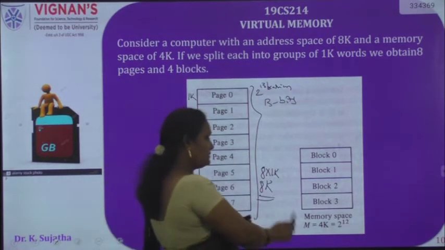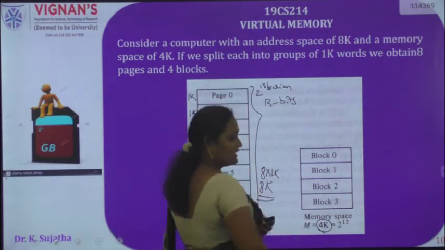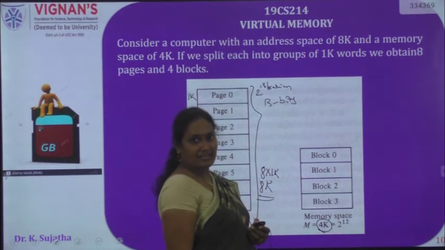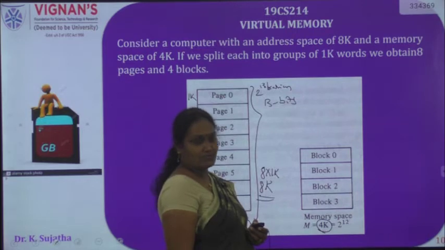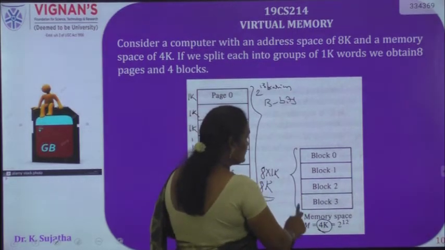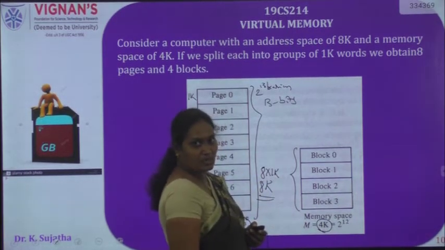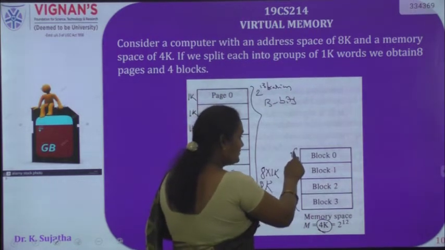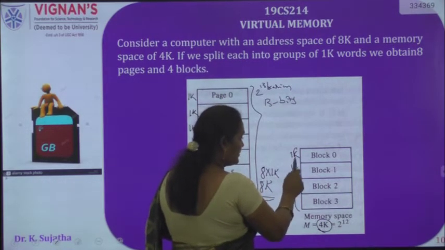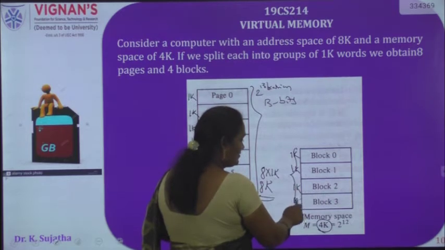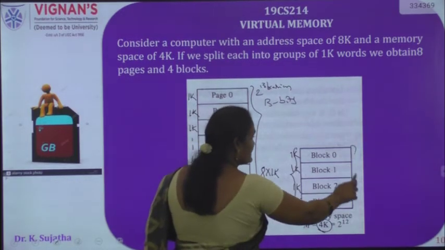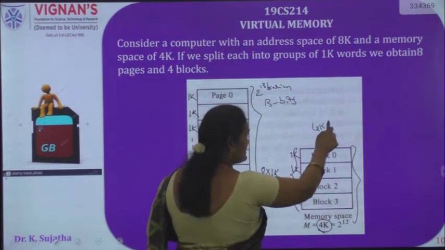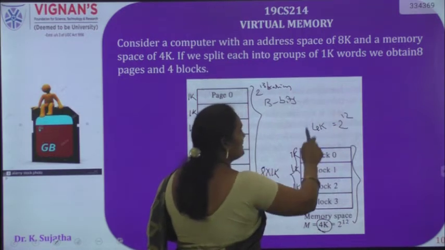Coming to main memory, it has 4K locations. It is also divided into equal sized groups, and those groups are called blocks. Here it is divided into 4 blocks: block 0 which contains 1K locations, block 1 with 1K, block 2 with 1K, and block 3 with 1K. So, totally it has 4K locations, that is, 2 power 12 locations.